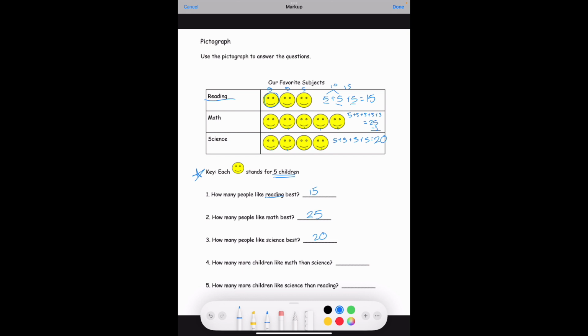Number 4, how many more children like math than science? Alright, so for math, we had 25. In science, we had 20. So 25 minus 20 equals 5. Number 5, how many more children like science than reading? Okay, so science was 20 people, and reading was 15 people. So 20 minus 15 equals 5 again. So 5 more people like science than reading.